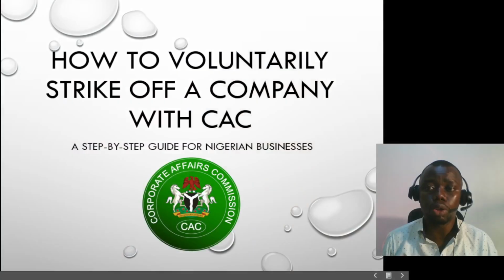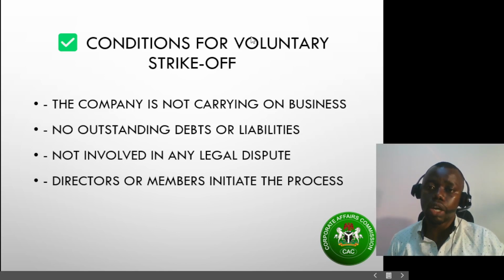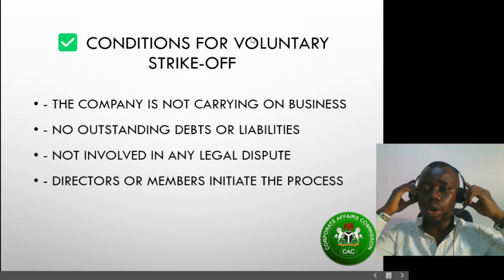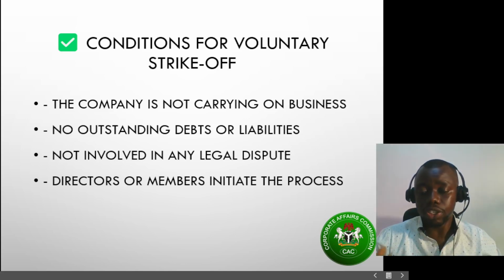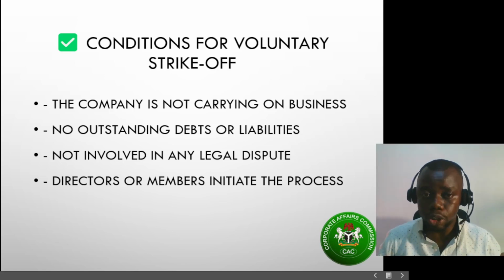So without any further ado, let's go into the video where I'll be walking you through how you can carry out this particular process. The first thing we're going to be talking about is the conditions for voluntary strike off. So what are the conditions that will allow your company to be easily struck off by the CAC with your own permission? The first thing is that your company is not carrying out any business.